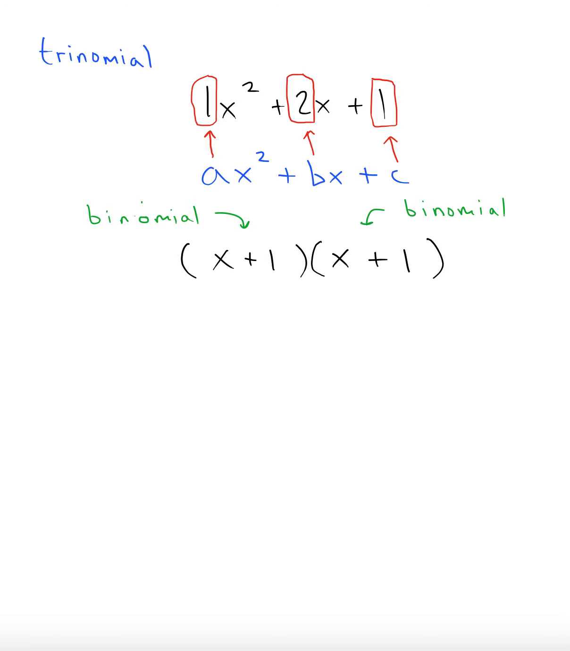All right, so can I prove to you that x plus 1 times itself is equivalent to 1x squared plus 2x plus 1? In order to prove it, what we need is a technique called FOIL. It's actually an acronym where the letters stand for firsts, outers, inners, lasts.